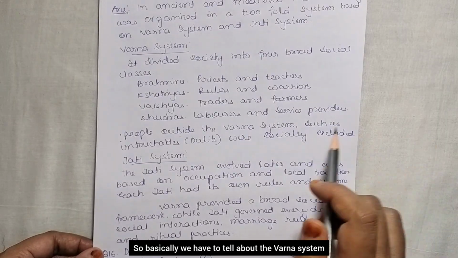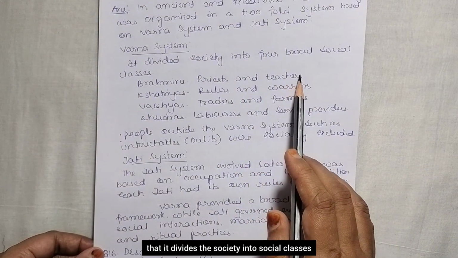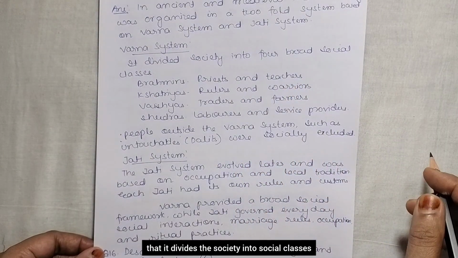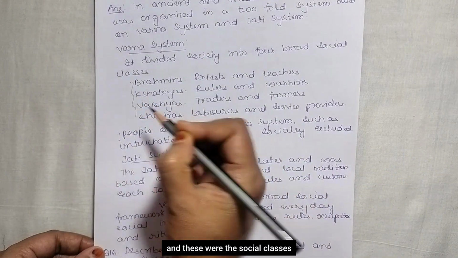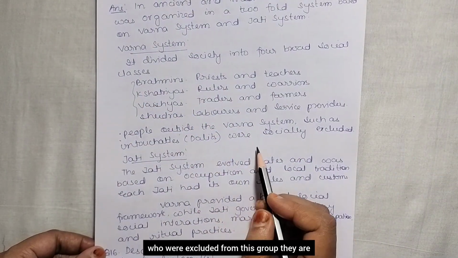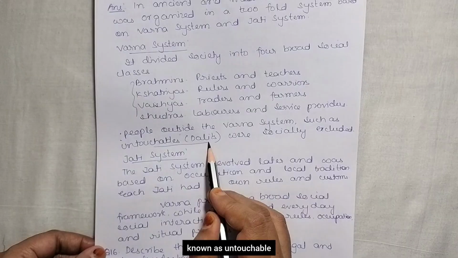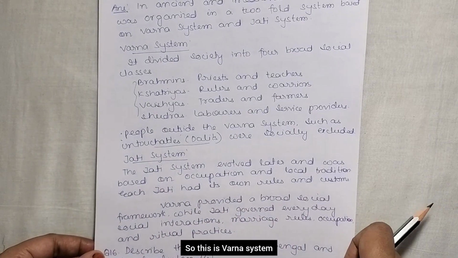Basically we have told about the Varna system, that it divides society into social classes, and these were the social classes, and those people who were excluded from this group are known as untouchables, right? So this is the Varna system.